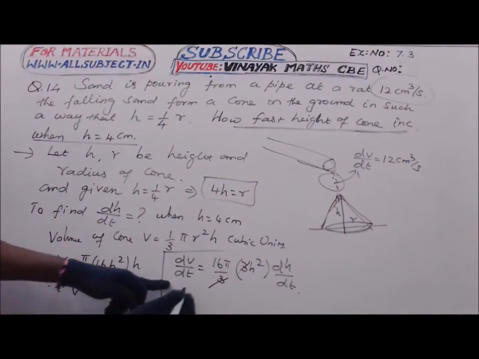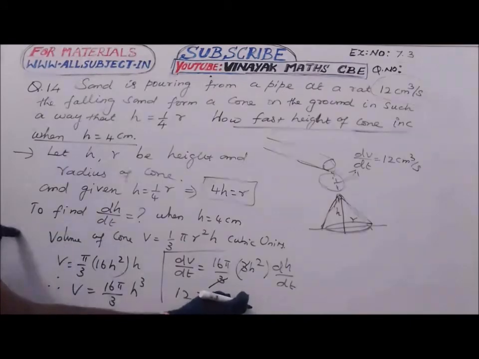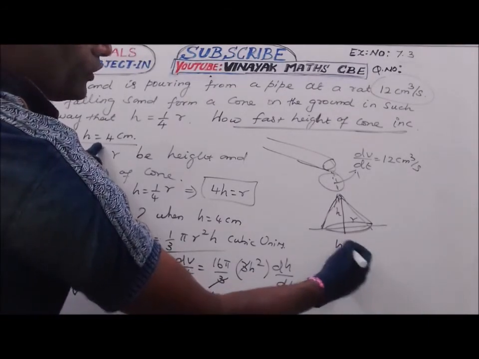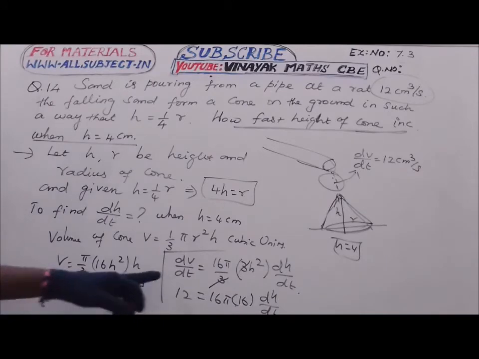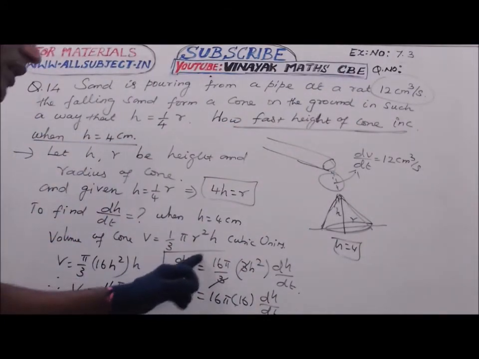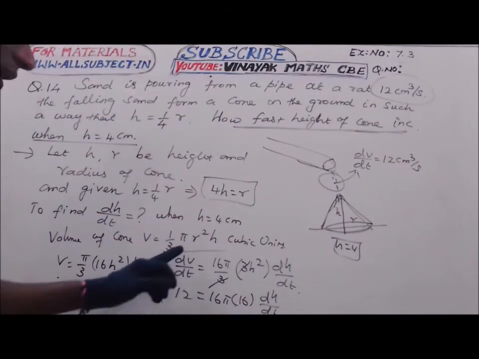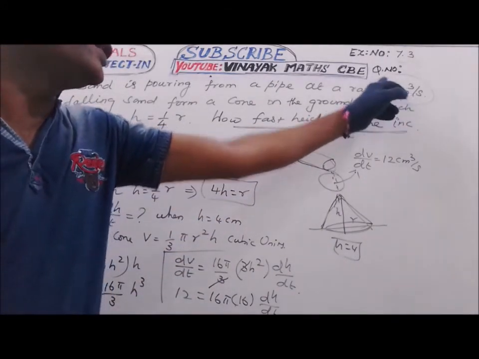So substituting here 12, we will get 16 pi h square. h is given as 4 centimeters. So when h is equal to 4, we should apply 4 square into 16 dh by dt. This is very simple. dV by dt is given as 12 centimeter cube. This is volume, so centimeter cube. dV by dt means rate of change of volume with respect to time t, given in cubic centimeter per second. So these two are equal.